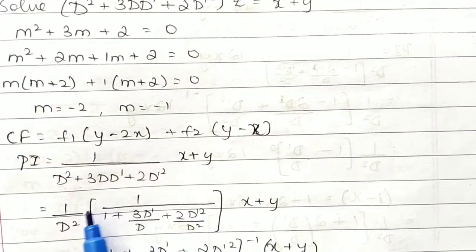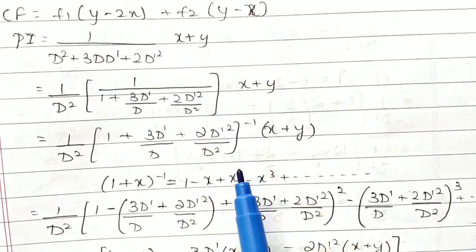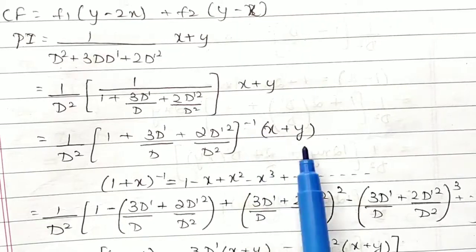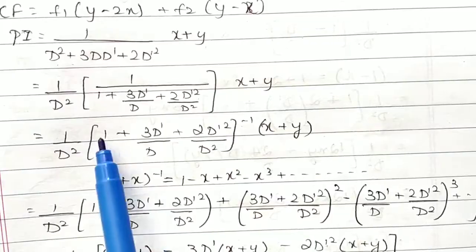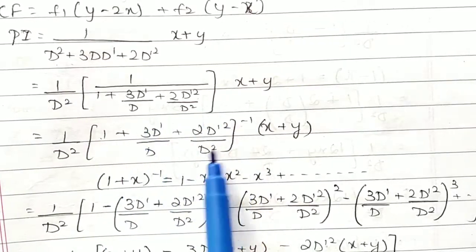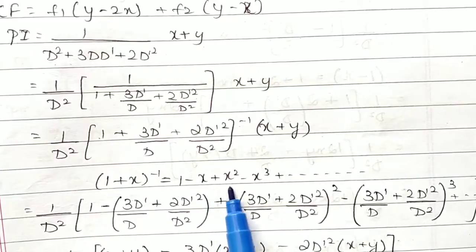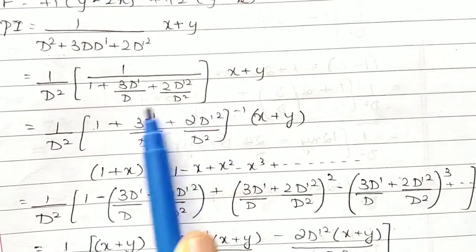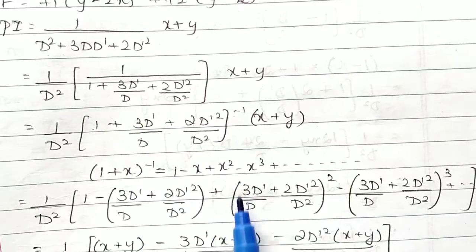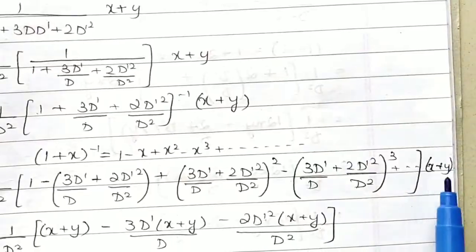This whole denominator term is shifted to the numerator. You will get the power of minus 1, into the same as it is. Here I have written the formula: (1 plus x) whole to the power of minus 1, where this whole thing you take as x. The expansion is 1 minus x plus x square, and so on. According to that, 1 minus x, plus x square minus x cube, and so on, into x plus y, you have to write it.